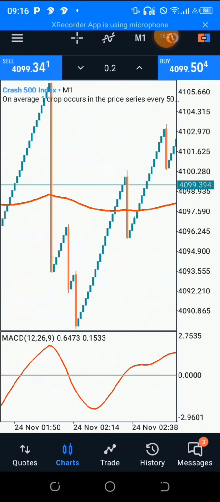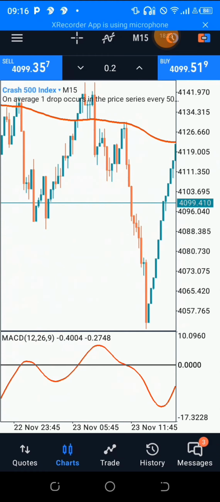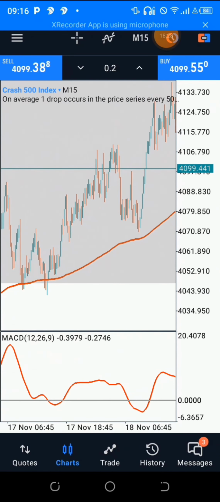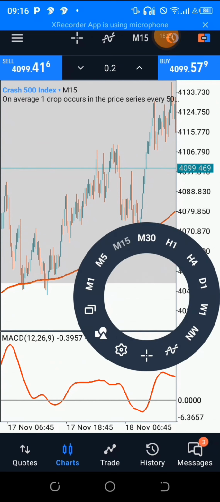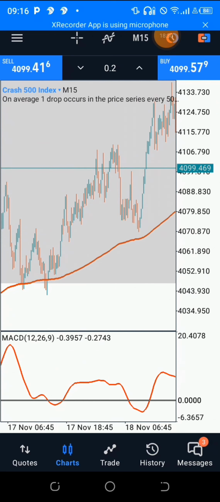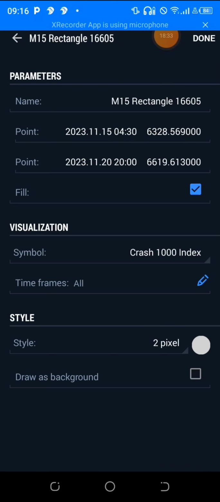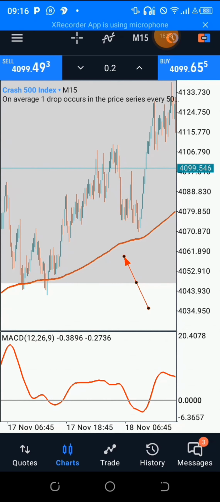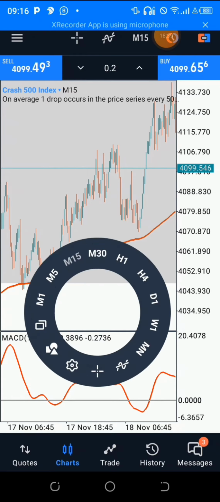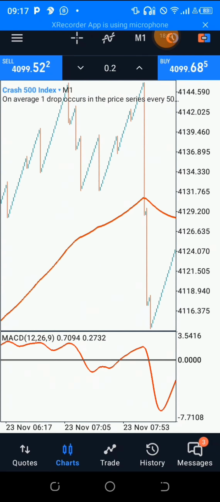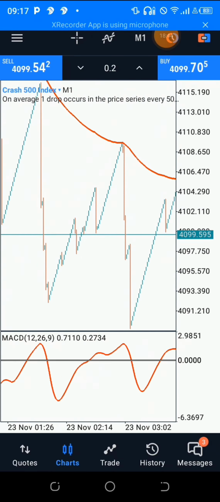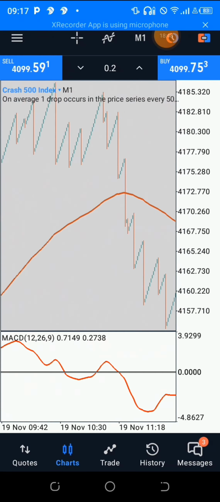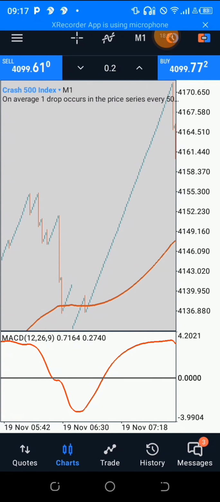So in crash 500, we also want to go to the 15-minute time frame. When you go to the 15-minute time frame, what are we looking for? We are looking for a period where price was above the red line on the main chart. Price is above the red line here. We can see this was the period, and we drop down to our 1-minute time frame, and we go back to the highlighted area where the strategy can be implemented or can be used.